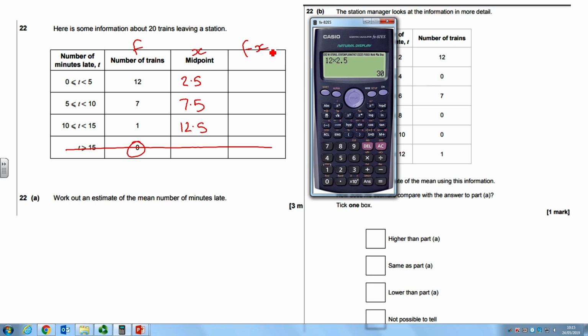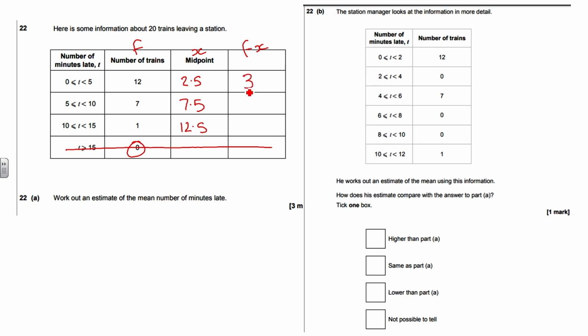That's 30. That goes in there. So what we're saying here is, if we assume that all 12 of these trains were 2.5 minutes late, then the first 12 numbers in our list of data, because we're working out the mean, are all 2.5. If I add up 12 2.5s, the total of those 2.5s is 30 just here.